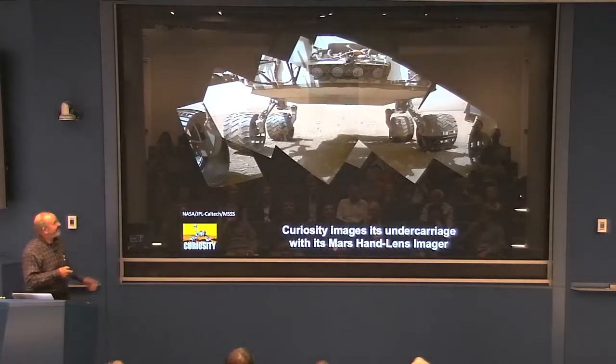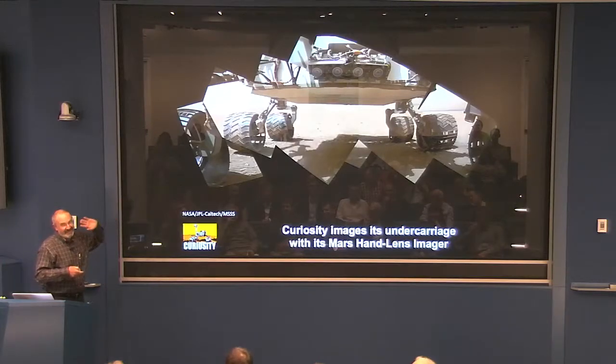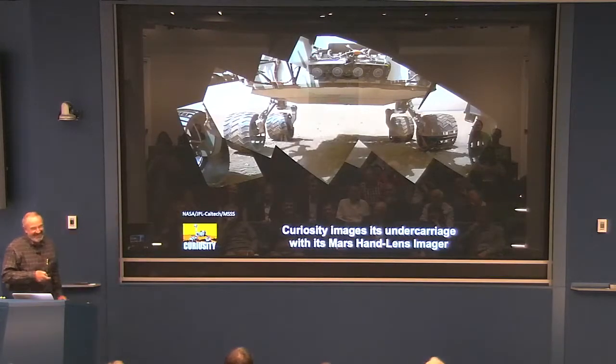And the hand lens can even take pictures of its own bottom. Huh? Well, there's lots of aspects of these rocks that look like Australia. This is Australian desert anyway.